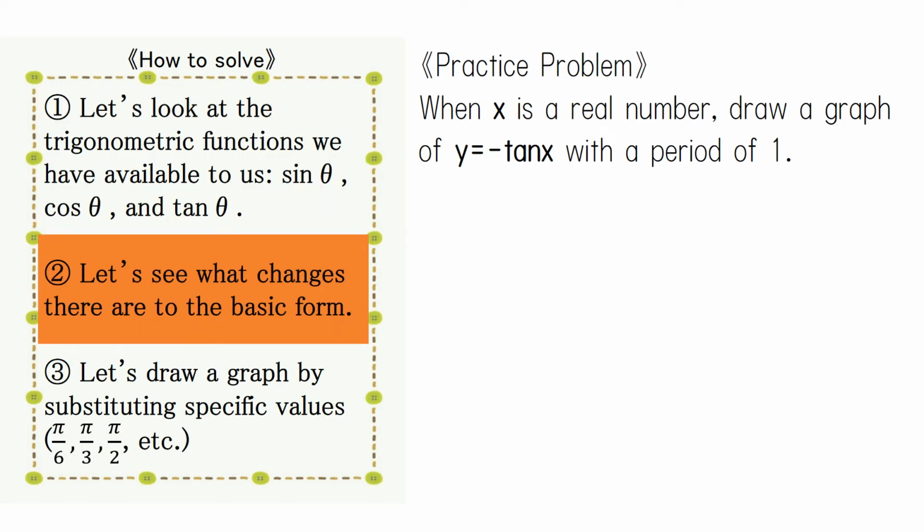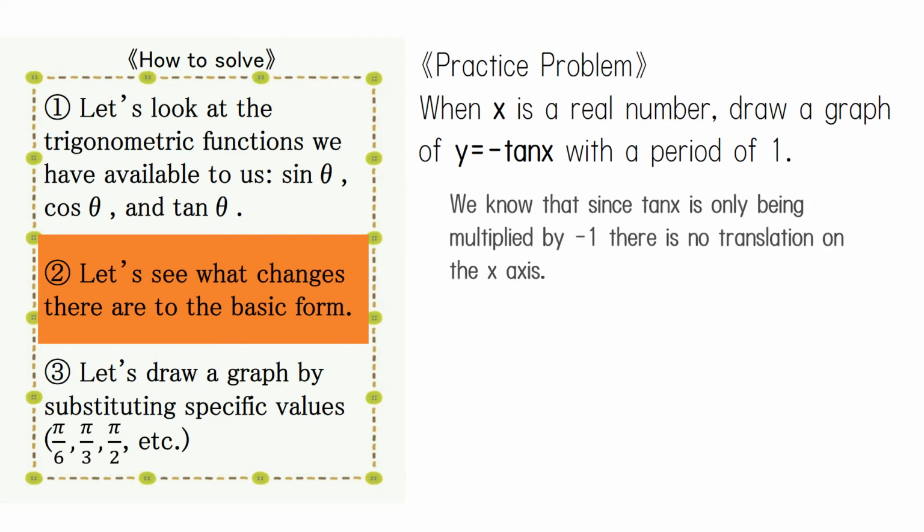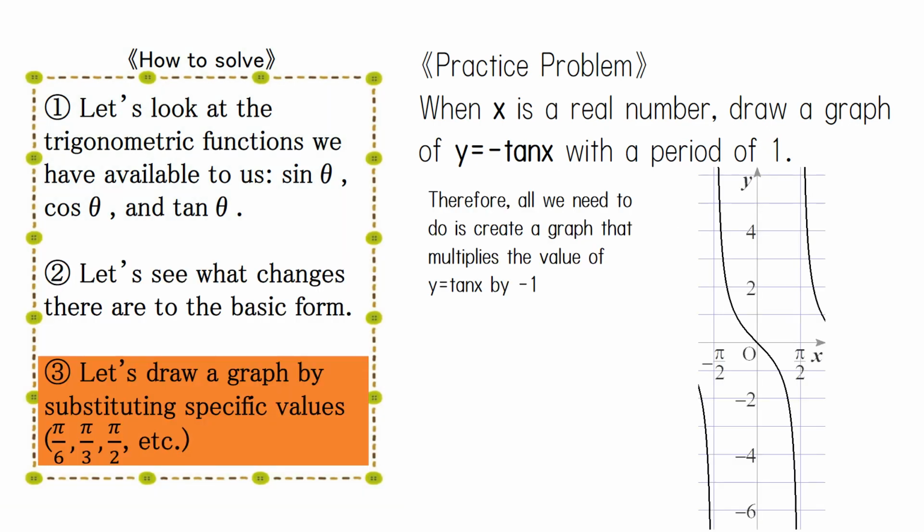Let's see what changes there are to the basic form. We know that since tangent x is only being multiplied by -1, there is no translation on the x-axis. Let's draw a graph by substituting specific values: pi over 6, pi over 3, pi over 2, etc. The graph of y equals negative tangent x is shown in the figure.